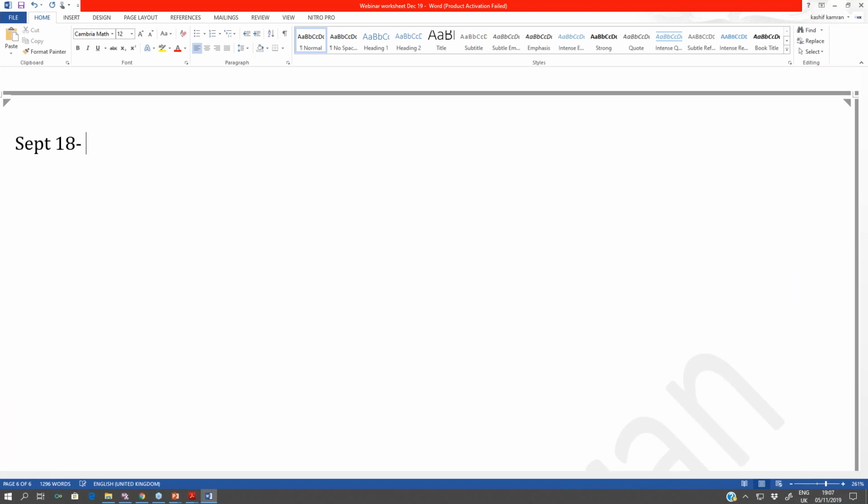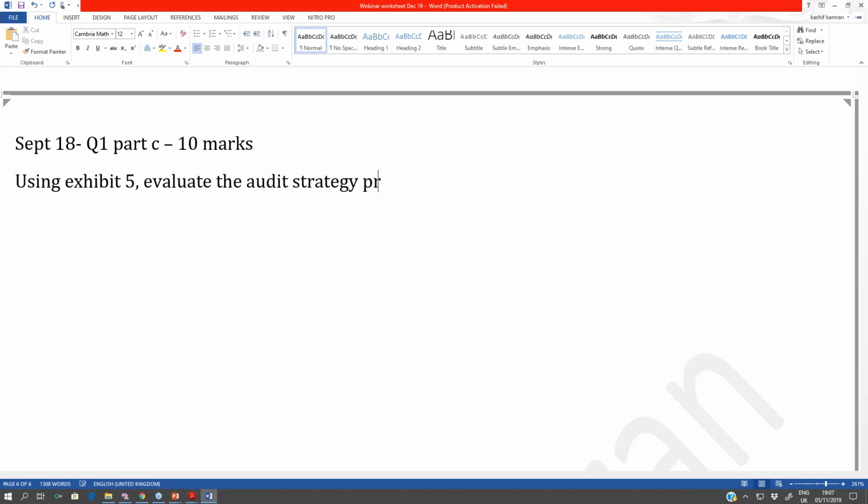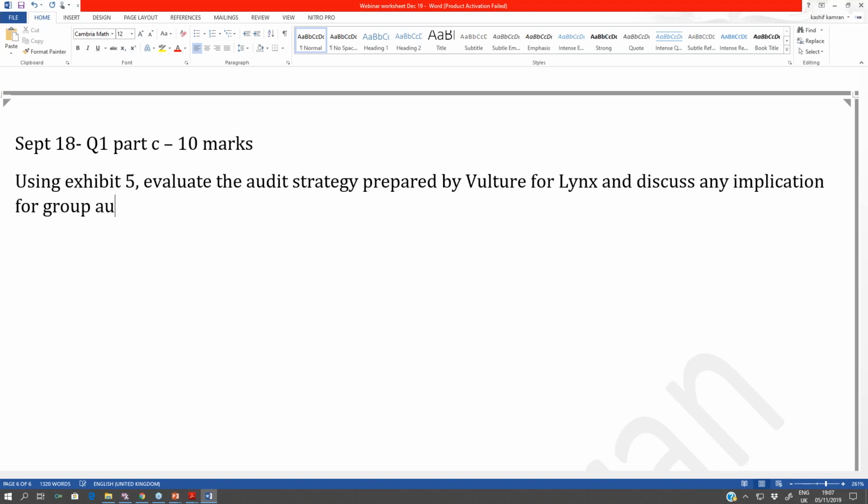Okay, September 18, question number 1, part C, and this question is worth 10 marks. We need to use Exhibit 5 specifically, and we need to evaluate the audit strategy prepared by Vulture for Links and discuss any implications for the group audit. If there are any implications, we need to discuss that for the group audit. And the marks are 10.